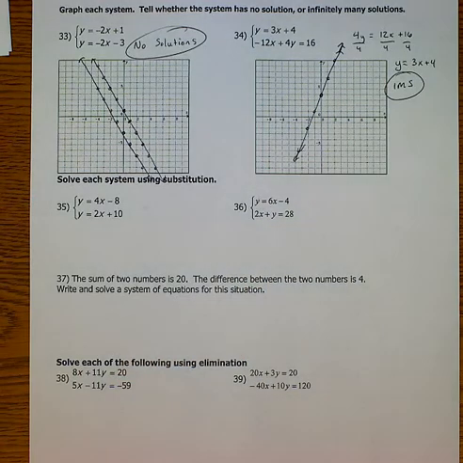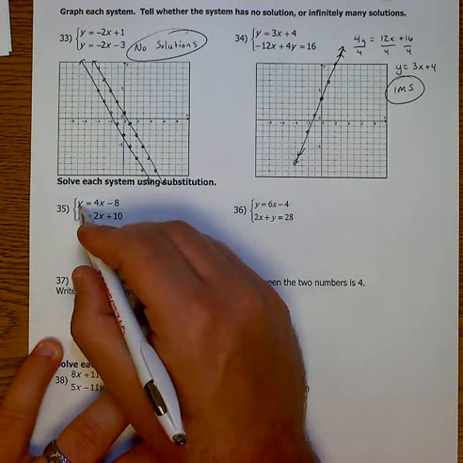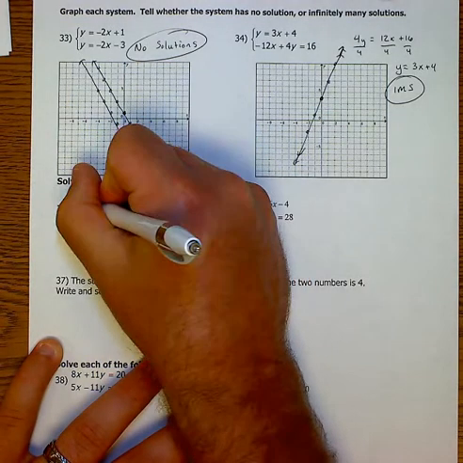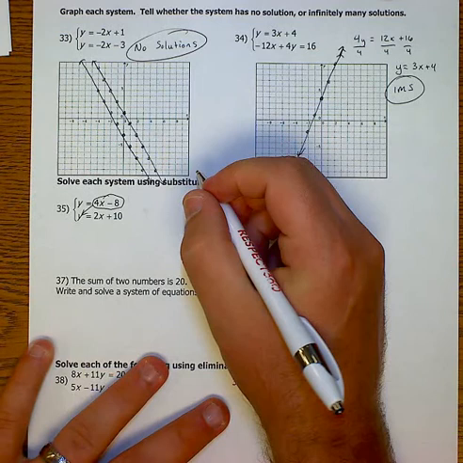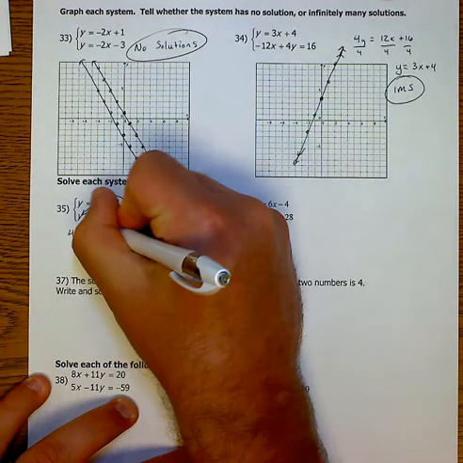Okay, 35, 36, you're solving by substitution. That means you're going to replace a variable with an expression that equals the same thing. Well, I have a variable that's by itself here. So y and 4x minus 8 are the same thing. So I can take 4x minus 8 and put it in for y. Well, that's good because now I have 4x minus 8 equals 2x plus 10. Now I can solve for x.